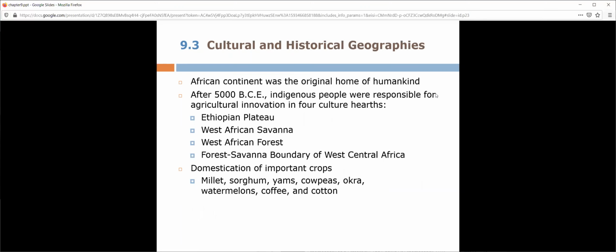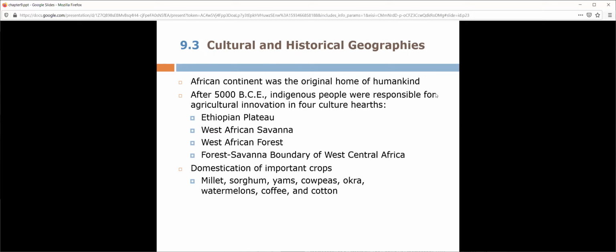Cultural and historical geographies. I'm sure you're aware, you sat through biology class in high school. The African continent is considered the original home of humankind. This is where the genus Homo, the humans, first originated, right?